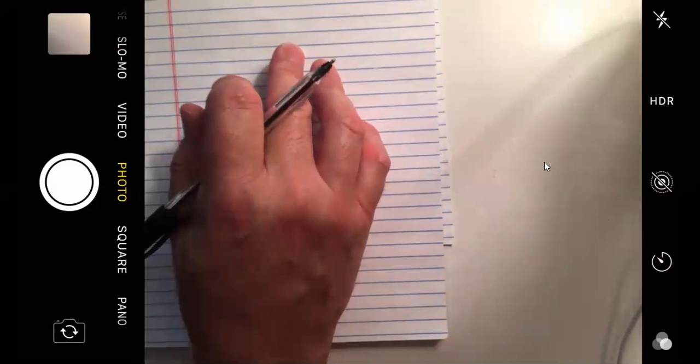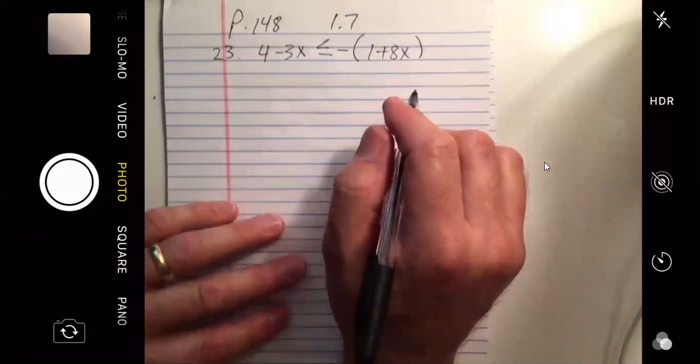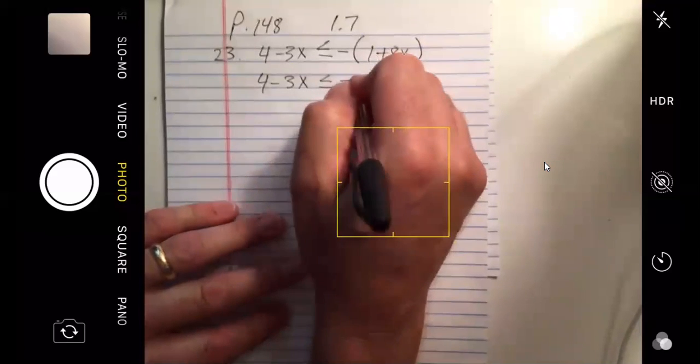Let's go back and try another book problem, and then we'll go on to the next section. Let's try problem 19. Well, let's make it problem 23. So this is off page. Problem 23: 4 minus 3x is less than or equal to negative, in parentheses, 1 plus 8x. This is section 1.7. Pretty much do exactly the same thing you do on a normal equation. It's less than or equal, distributing the negative, negative 1 minus 8x.